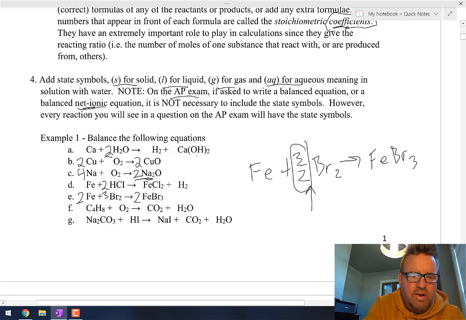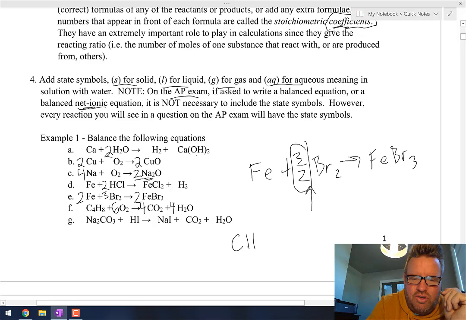Okay, letter F, C4H8 plus O2. So we've got 4 carbons, so we need 4 carbons. And then we have 8 hydrogens, so we need 8 hydrogens. And then, now let's count all total. We have 4 times 2 is 8. I'm looking at the product side here. 4 times in CO2, there's 8 oxygens. And then in water, there's 4 more. So 8 plus 4, 12 oxygens all total. So we do need a 6 right there.